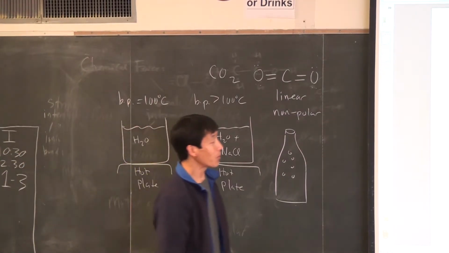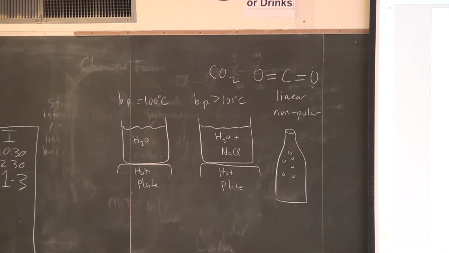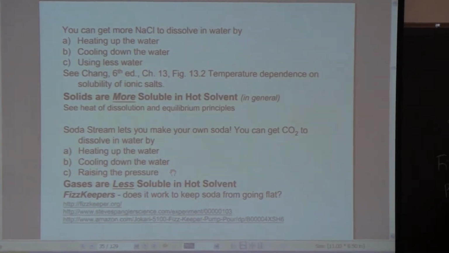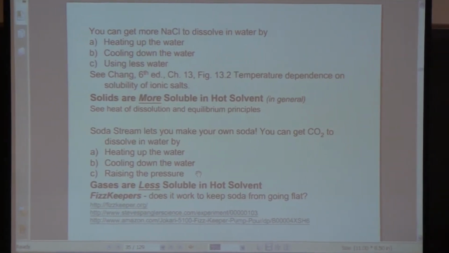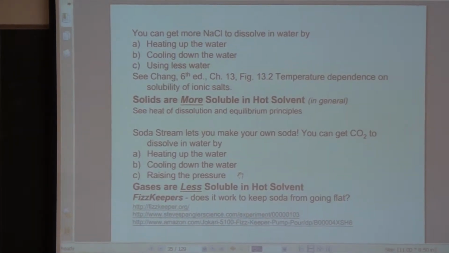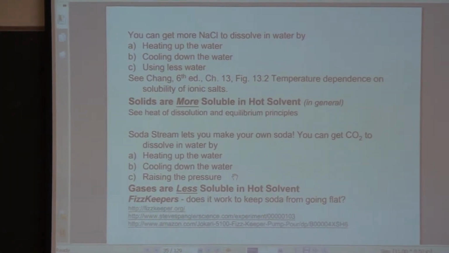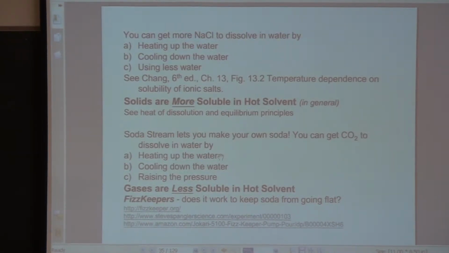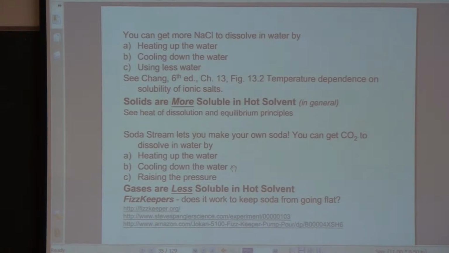Yeah, so what does this tell you about A or B? Can you get CO2 dissolved in water by heating up the water or by cooling down the water? Who says A, by heating up the water? Who says B, by cooling down the water? Yes, you're right. So you can actually get more CO2 dissolved by cooling down the water. In other words, CO2 is more soluble in cold water than it is in hot water.